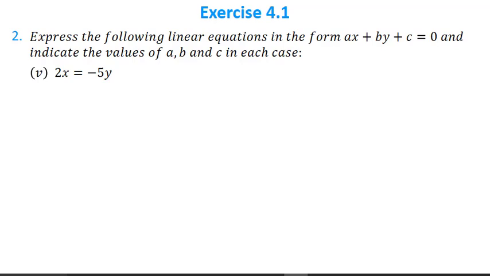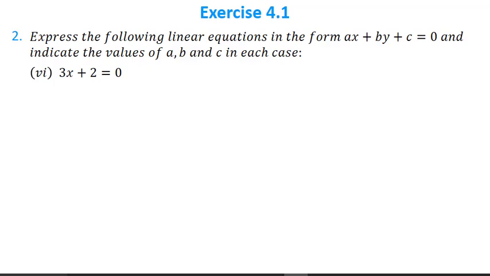Let us move to the fifth problem. 2x equal to minus 5y. Again we bring minus 5y to the left hand side. So we get 2x plus 5y equal to 0. So here the value of a is 2, value of b is 5 and value of c is 0.